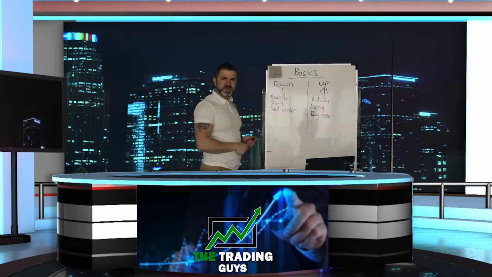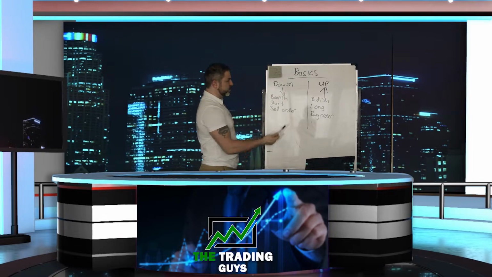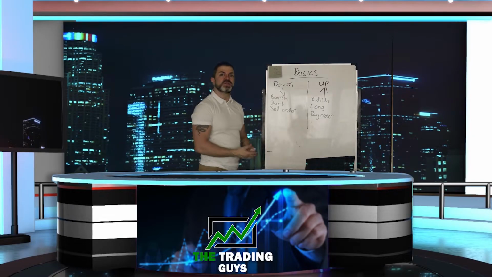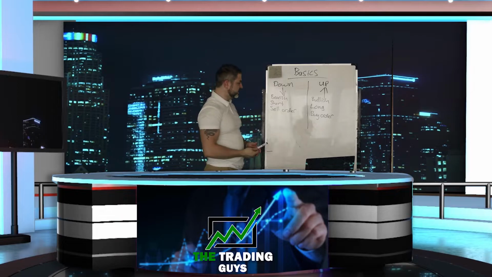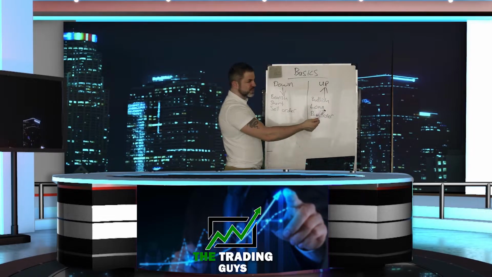If the market's coming down, you'll hear people say we're anticipating a bearish run on the market. Bearish means they're anticipating the market coming down. We're anticipating the market going short. That means we're anticipating the market coming down. We're looking to do a sell order, which means the market's going down.